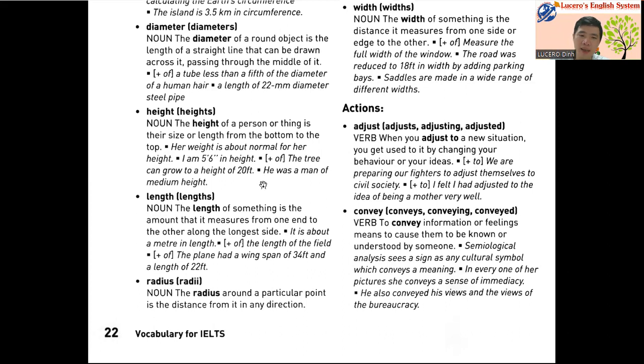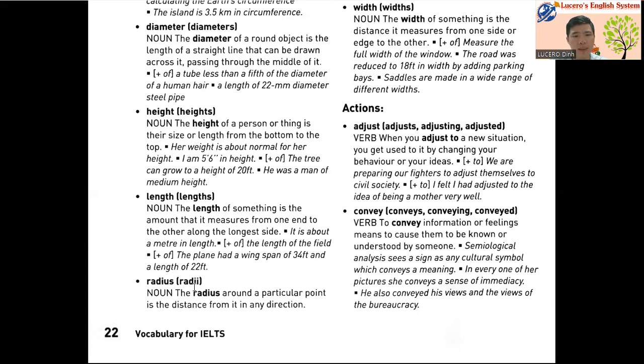Number five, length. Length is a noun. The length of something is the amount that is measured from one end to the other along the longest side. For example, it is about a meter in length. Second one, the length of the feathers. Next one, the plane has a wingspan of 34 feet and a length of 22 feet.